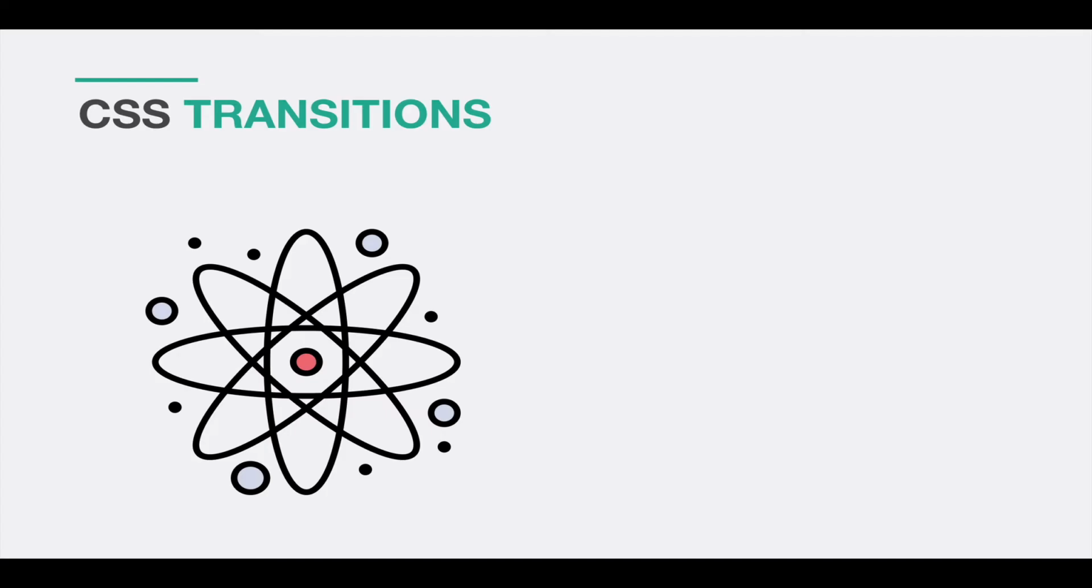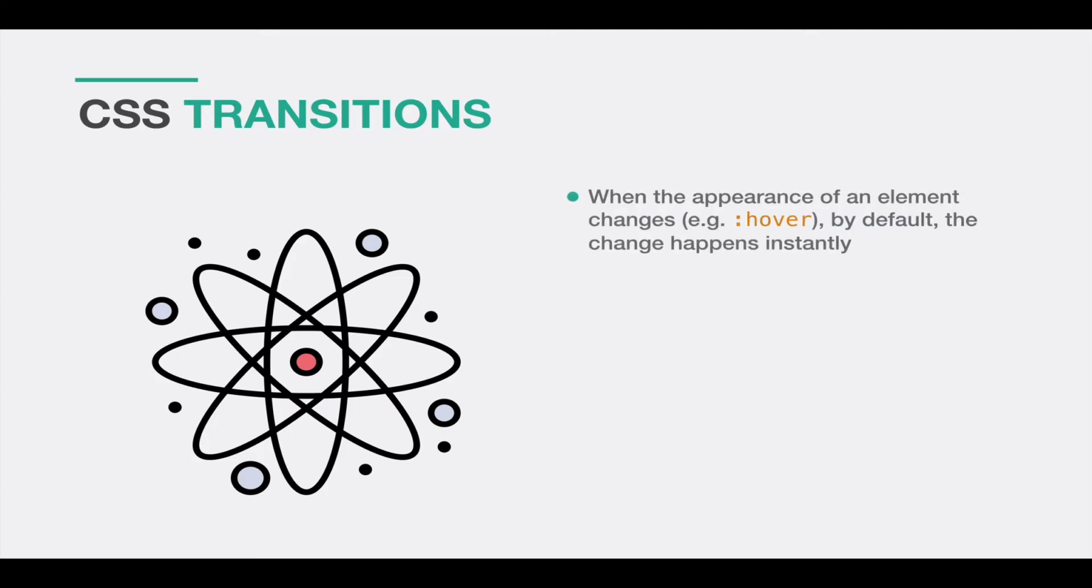CSS transitions. All right, so when the appearance of an element changes, for example, if you were to hover over a button or an element, and you set it up so that when you hover over it, it changes its background color, by default, that change happens instantaneously. Okay, so it's an instant change from one appearance to another. Well, the transition properties allow us to control how that change occurs, both in how long it takes to transition, whether or not it delays the transition, the speed curve of that, etc.